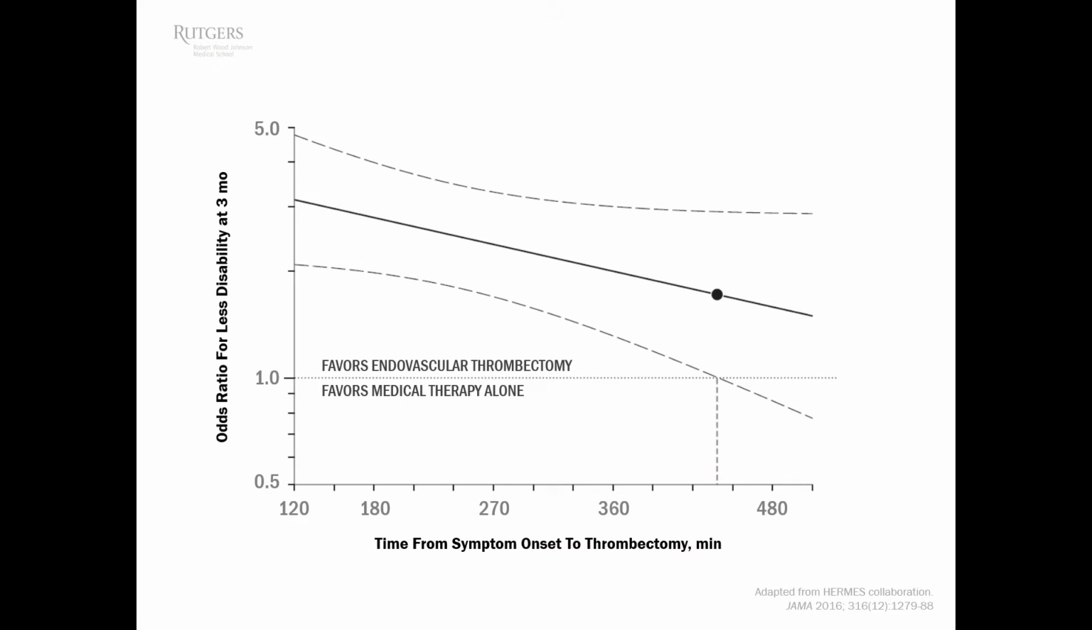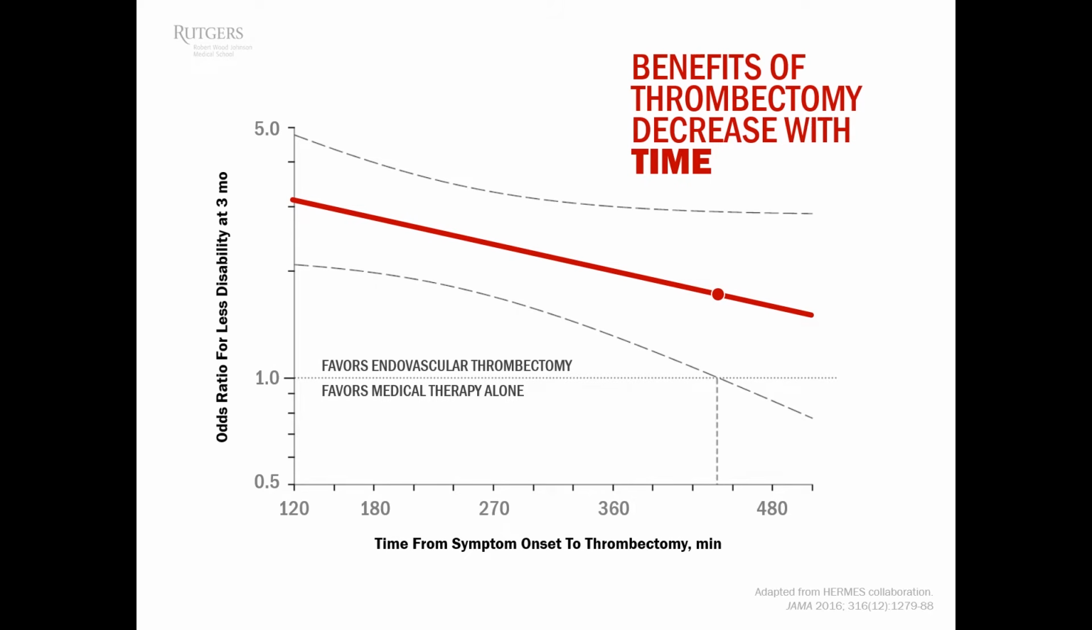While if graphs get you excited, this one illustrates the same point. This is data from the HERMES collaboration, including modern endovascular thrombectomy trials. On the y-axis are the odds of the patient improving, and on the x-axis is time from symptom onset to the start of intervention. The longer we wait, the less chance for improvement. And at around 7 hours from symptom onset, risks of thrombectomy begin to outweigh benefits.